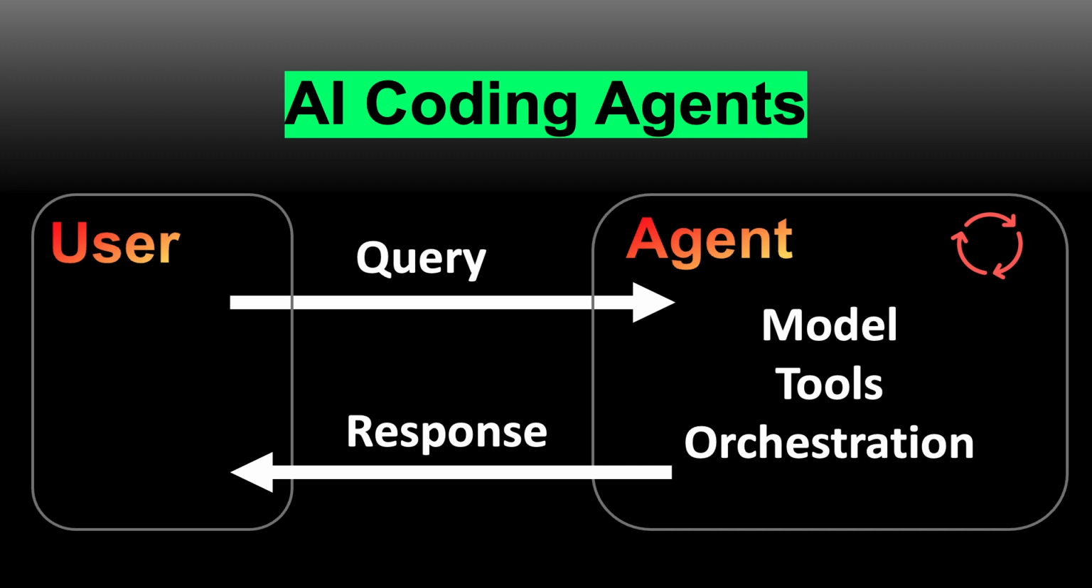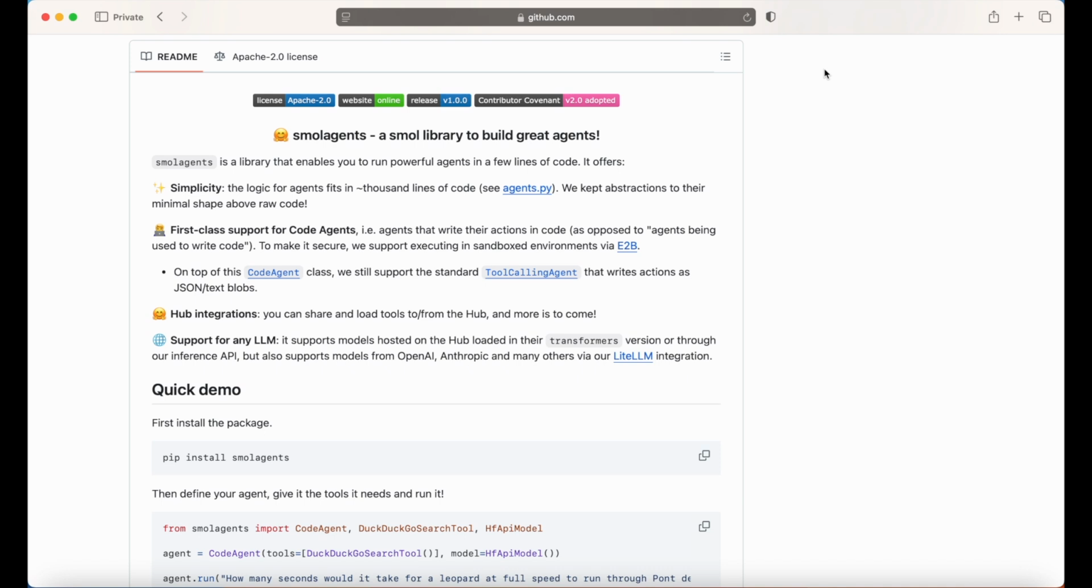AI coding agents offer a glimpse into the future of machine learning workflows. They are still largely experimental, meaning they have limitations, but they already have the capability to help you automate tasks and speed up production times. In this video, you'll learn how to build your own AI coding agents.